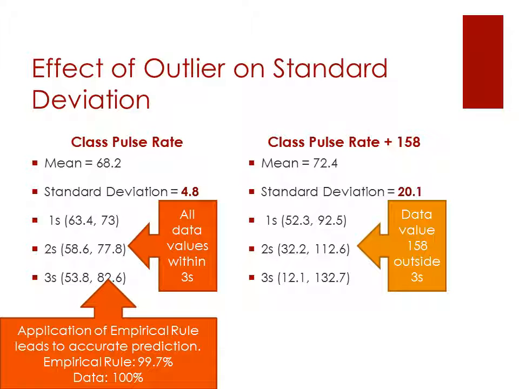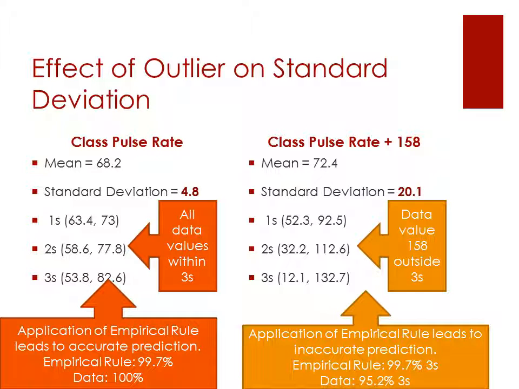However, when we apply the empirical rule to our other set with the additional individual with a pulse rate of 158, applying the empirical rule leads to an inaccurate prediction. So again, the empirical rule says we should have 99.7% within 3 standard deviations, but we in fact only have 95.2%. So this is an inaccurate estimate.